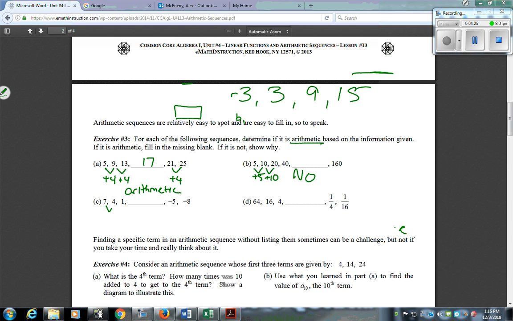C, looks like I'm going down by 3 each time. So in this case, this number would be -2, which is arithmetic. It could be increasing or decreasing.